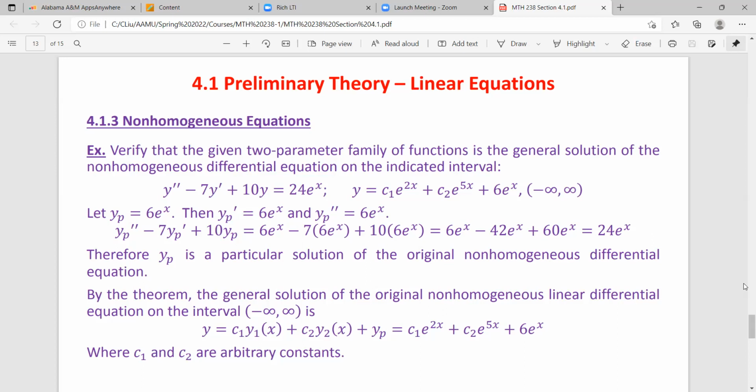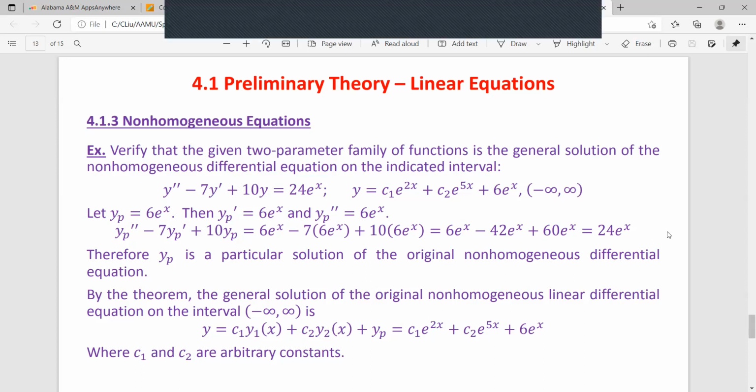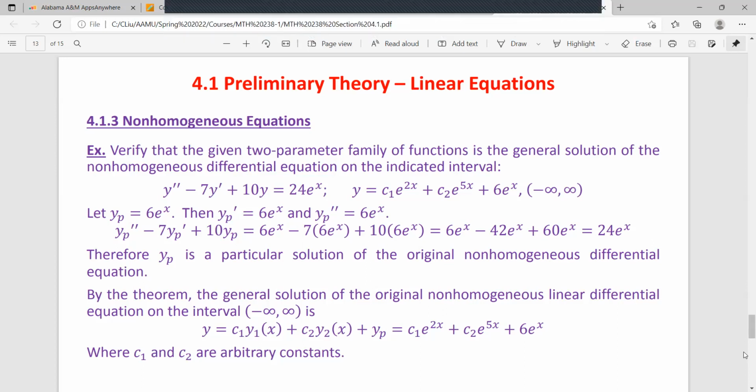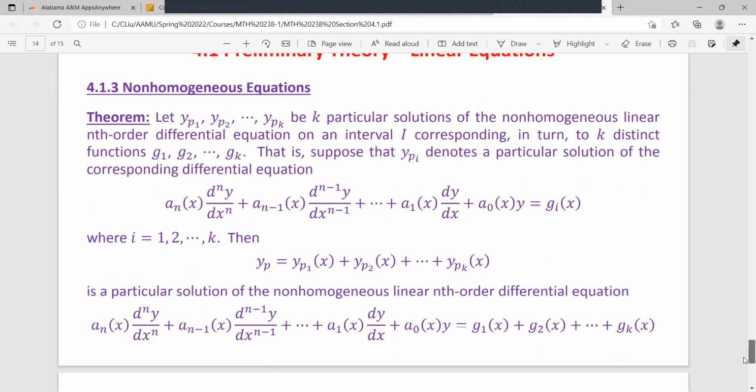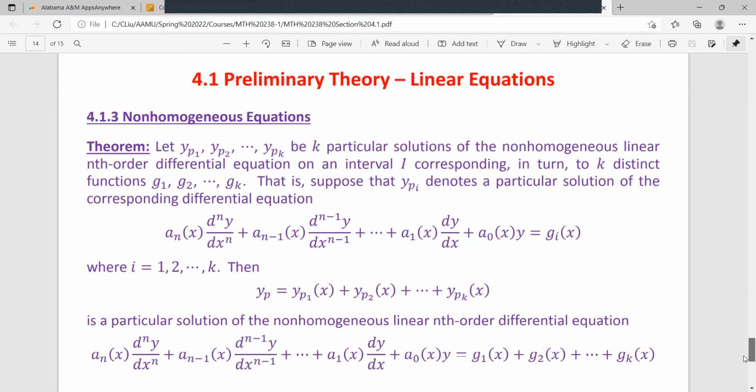Everything looks straightforward. Any questions for this example before we go to the next page? Okay, so no question, then we'll just go to the last slide for this section. The last theme in here is still about non-homogeneous differential equations.